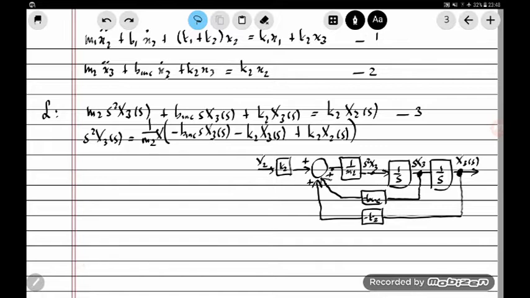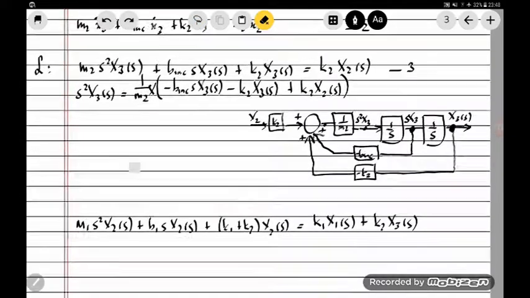So let's start at the bottom here. That will be m1 s squared x2 of s plus b1 s x2 of s plus k1 plus k2 x2 of s is equal to k1 x1 of s plus k2 x3 of s.